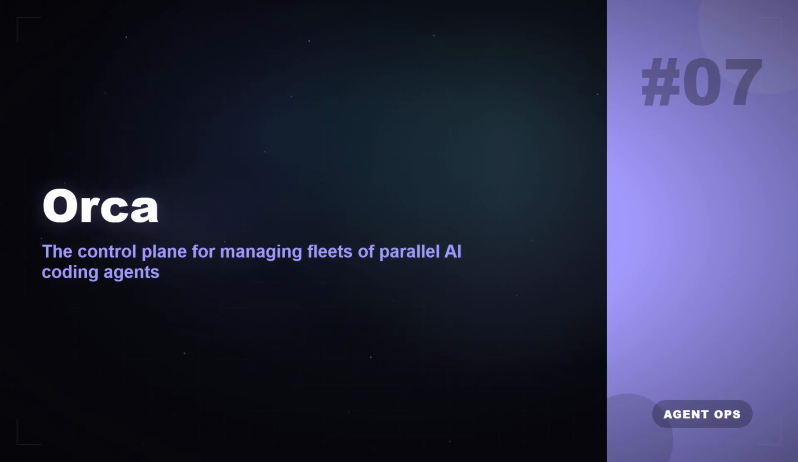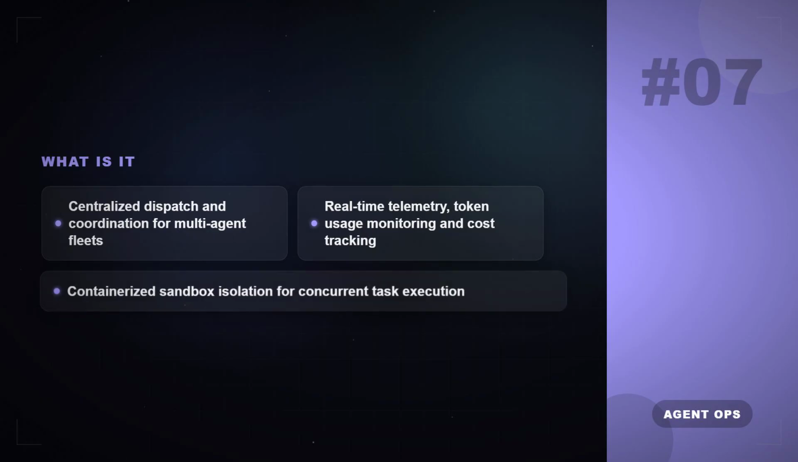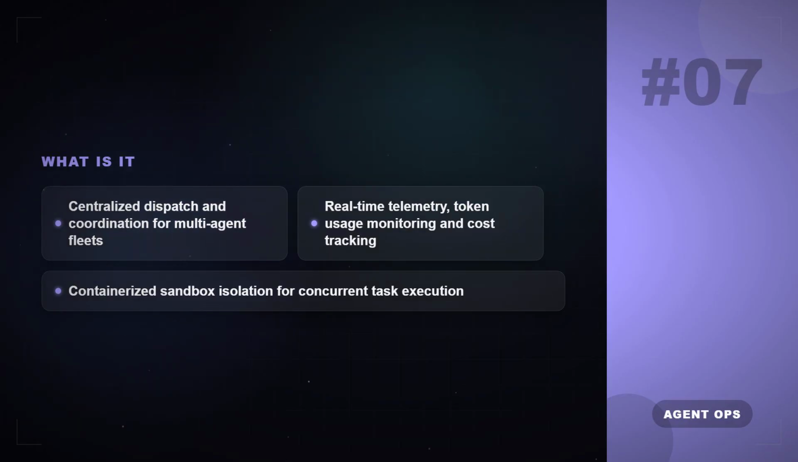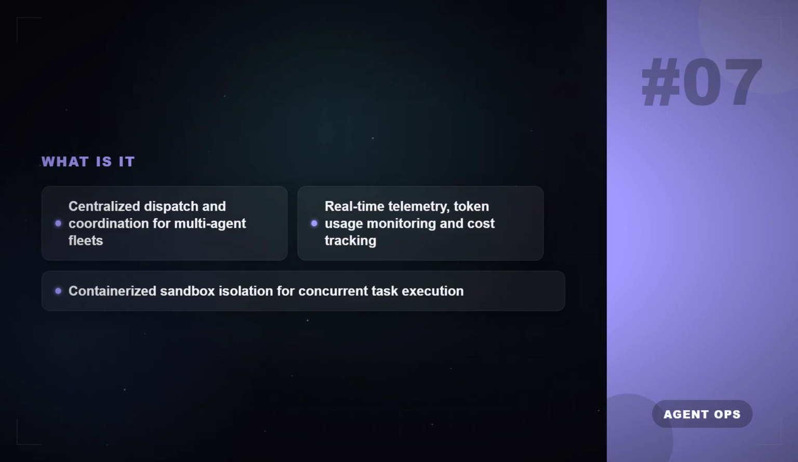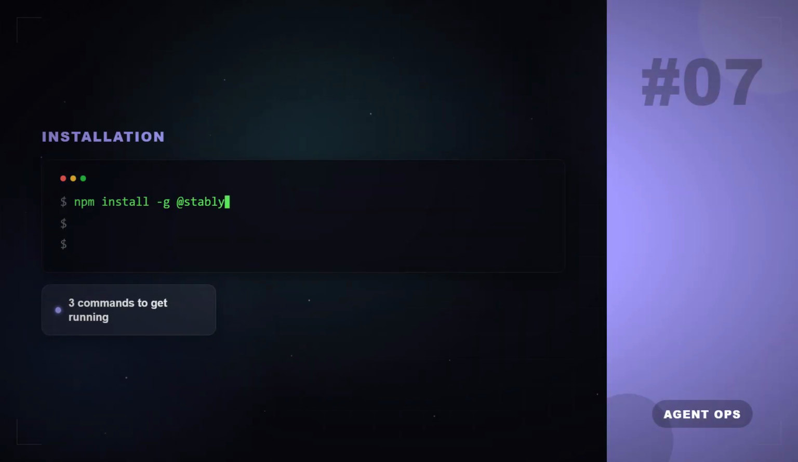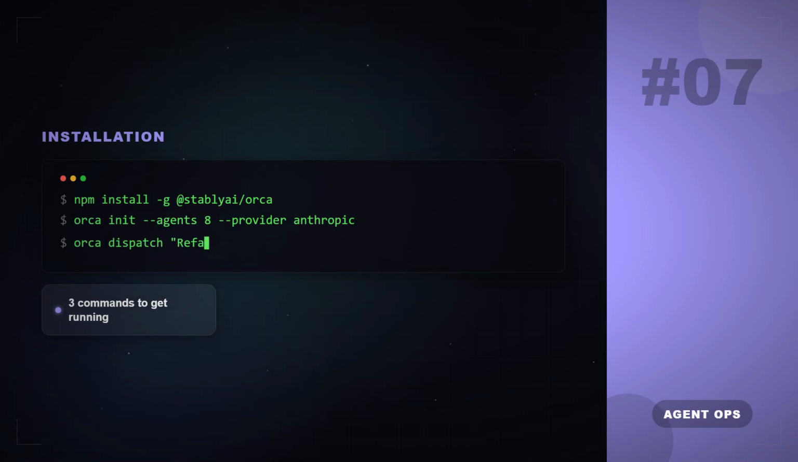Orca. The control plane for managing fleets of parallel AI coding agents. Orca is an agent development environment built for orchestrating multi-agent fleets at scale. It provides centralized dispatch, real-time telemetry, token usage monitoring, and containerized sandbox isolation for concurrent task execution. Install globally with NPM, initialize with your preferred provider, and dispatch tasks to your agent fleet.